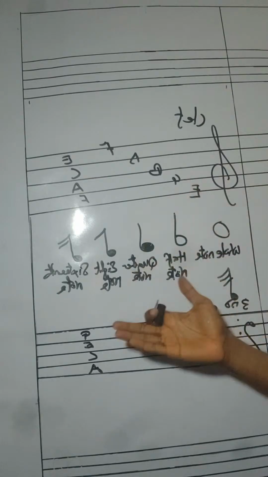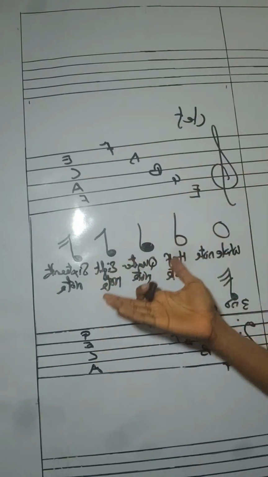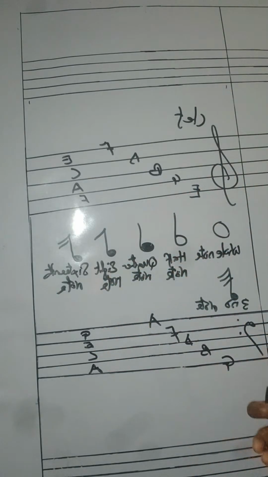You can call it a hook, a flag, or a tail, whatever name you feel like. But the three names are correct. So we can call it a hook, a flag, or a tail.